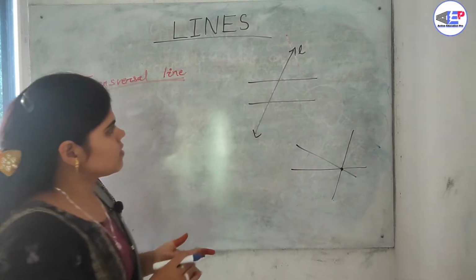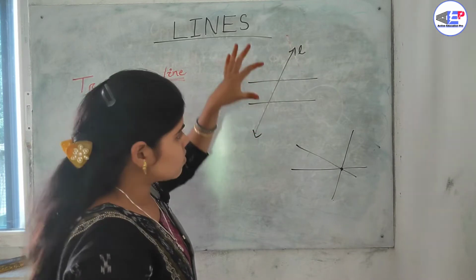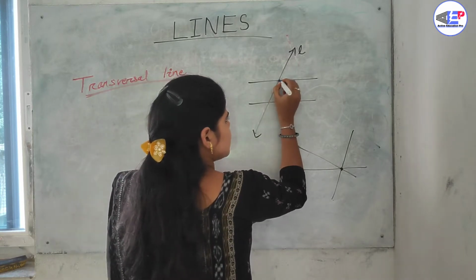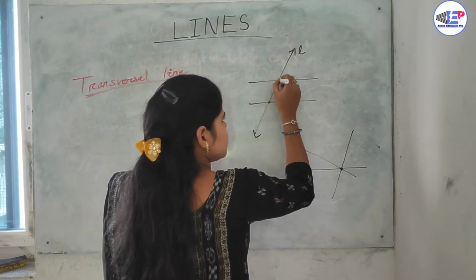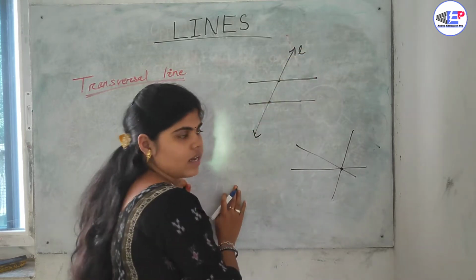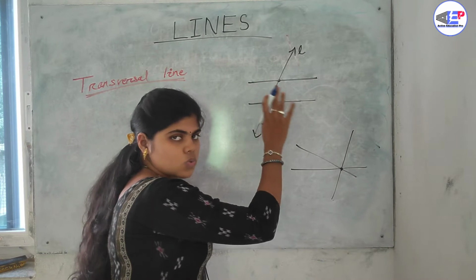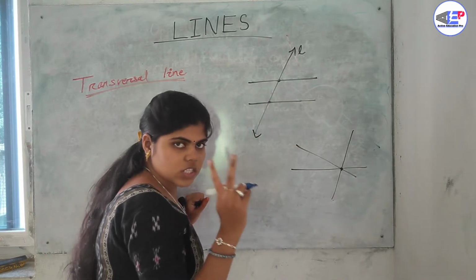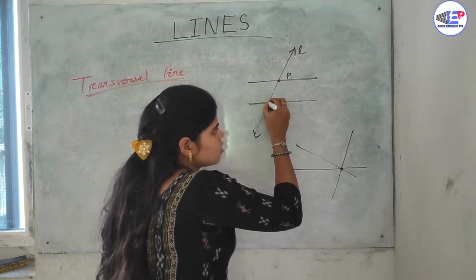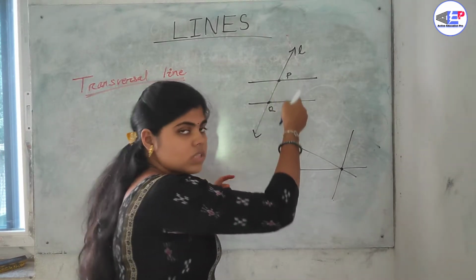But a transversal line means a single line passes two lines or two line segments on a single plane, but at two distinct points. Look here, this is a point and this is a point. This point comes on this line and this point comes on line L. So L is a transversal line because on a single plane it passes two line segments at two distinct points. This is P and this is Q. Here P is an intersecting point and Q is an intersecting point, but both intersection points are different from each other.